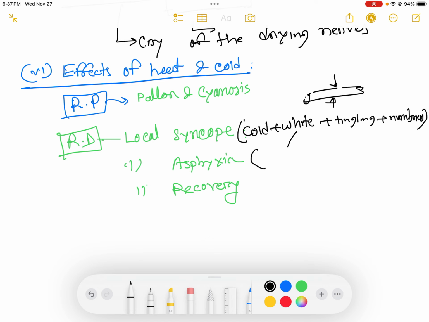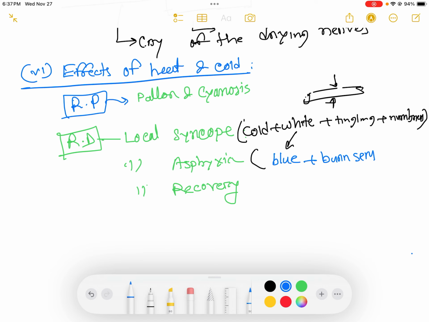Local asphyxia, in which the white digits turn blue with burning sensation. This change is due to slowing of circulation and accumulation of reduced hemoglobin.